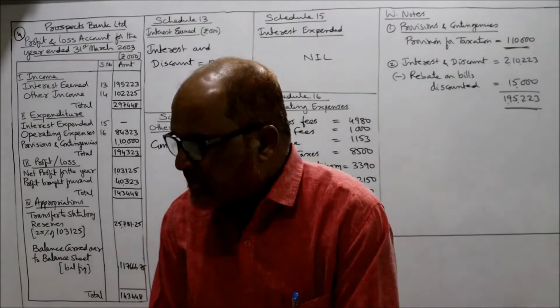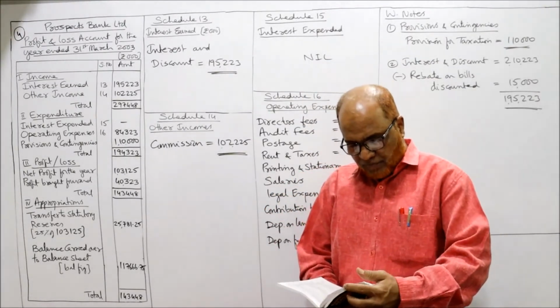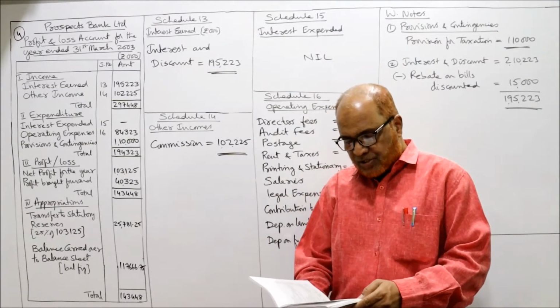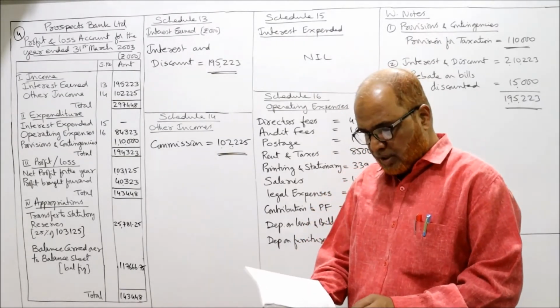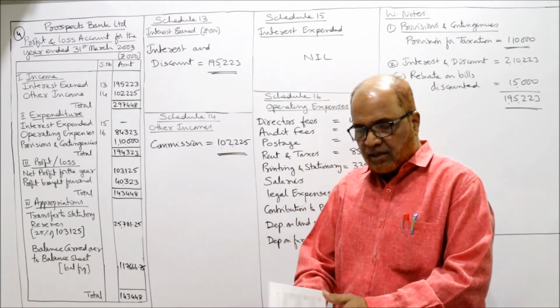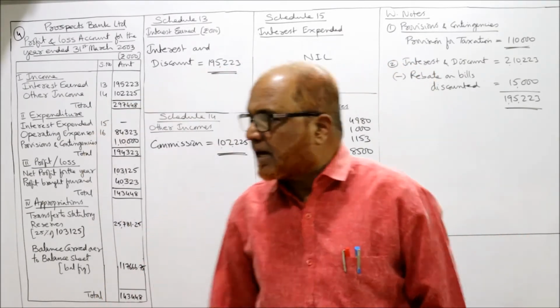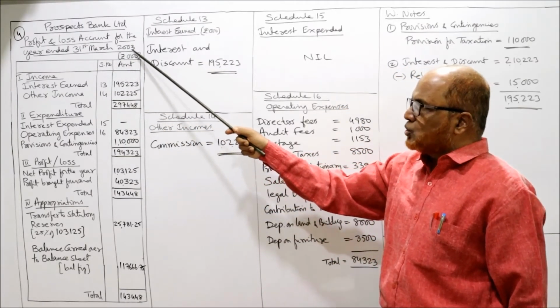Come on students, now we'll start the next problem, problem number 4. Three problems we have completed. Now see the 4th problem. The following balances are extracted from the books of Prospects Bank Limited as on 31st March 2003. Prepare the profit and loss account as per the Banking Companies Act. First of all, Prospects Bank Limited profit and loss account for the year ended 31st March 2003.